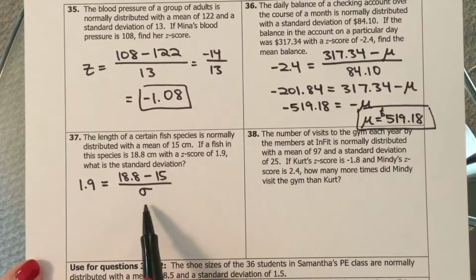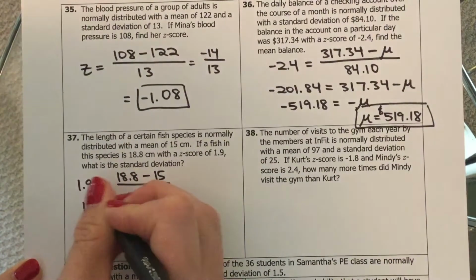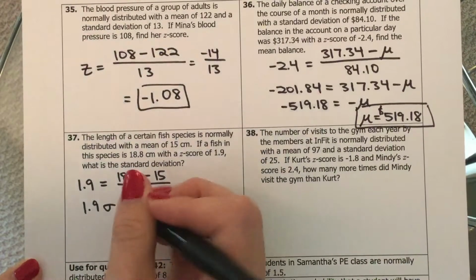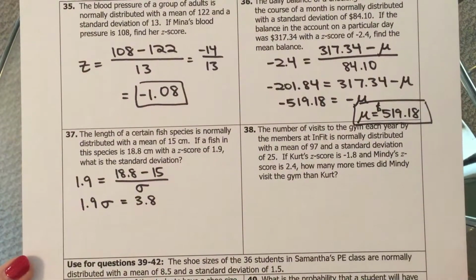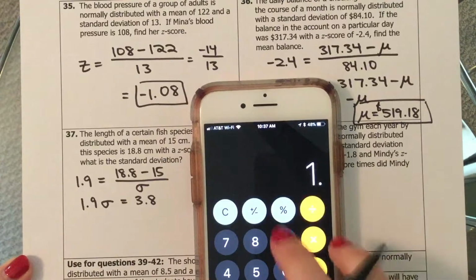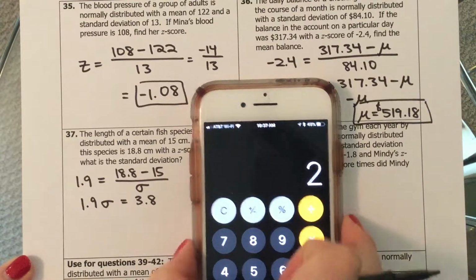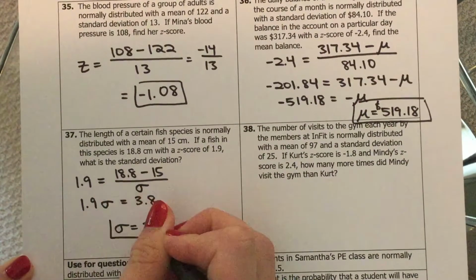I would cross multiply this over, so we have 1.9 times the standard deviation. Subtract this, we get 3.8. Then you can divide both sides by 1.9. So 3.8 divided by 1.9 comes out to a nice, neat 2. Our standard deviation comes out to be 2.